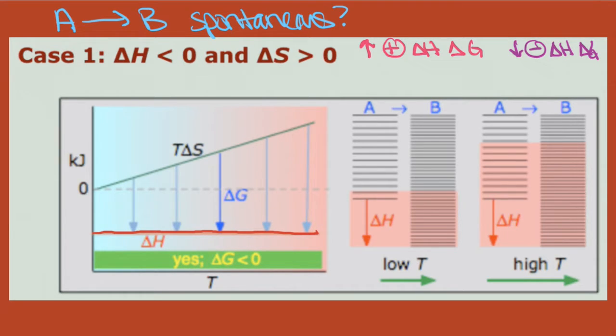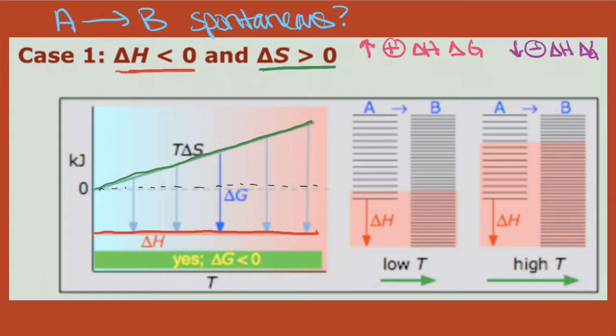But if we look at the T delta S line, the green line, we can see that it is sloped. And the slope will change based on whether or not delta S is positive or negative. So positive delta S will have a positive slope. Negative delta S will have a negative slope. And temperature is always positive, so that won't change whether or not the slope is upward or downward. Notice also with the delta H that it is below the zero line, because in this case, the first case, we're talking about when delta H is less than zero and delta S is greater than zero.